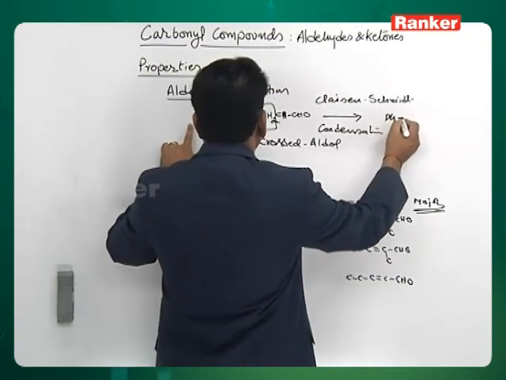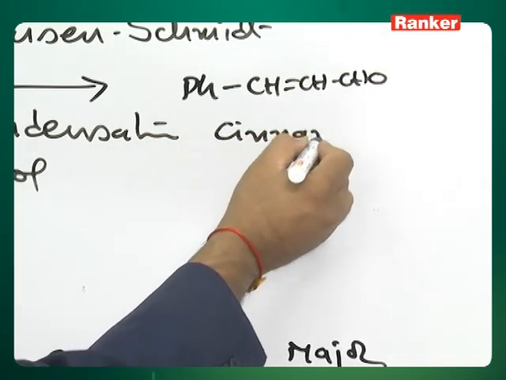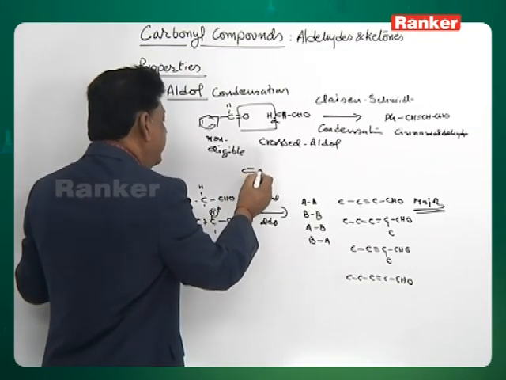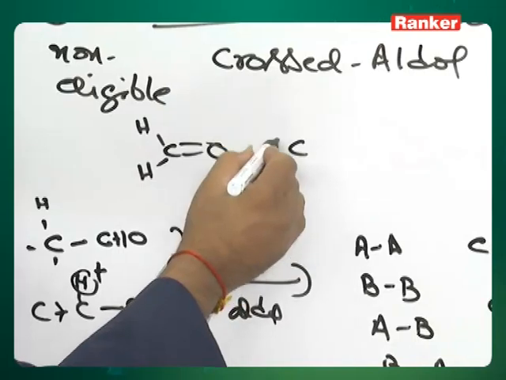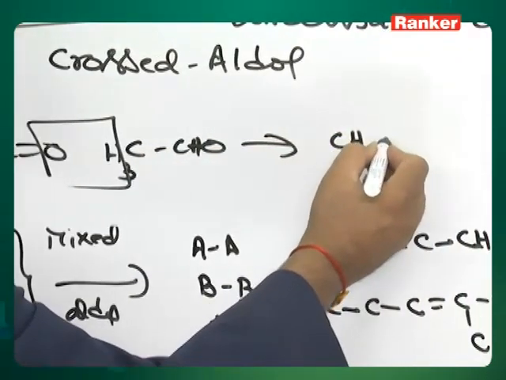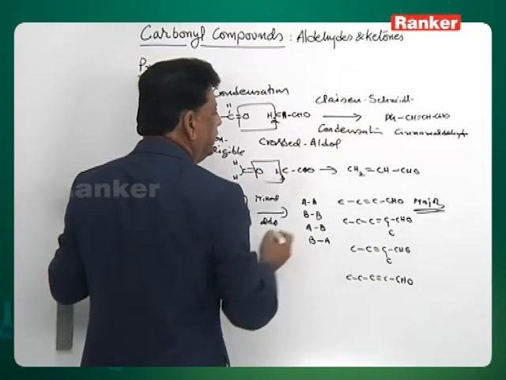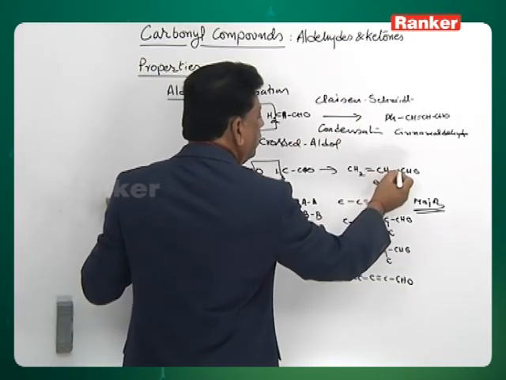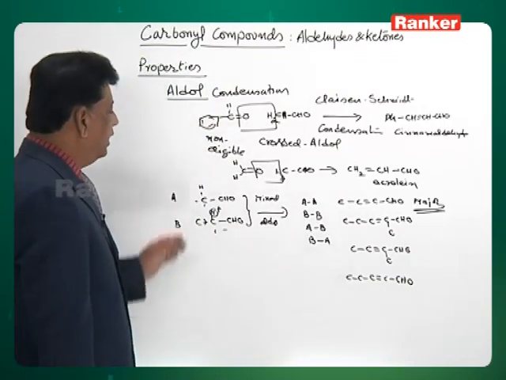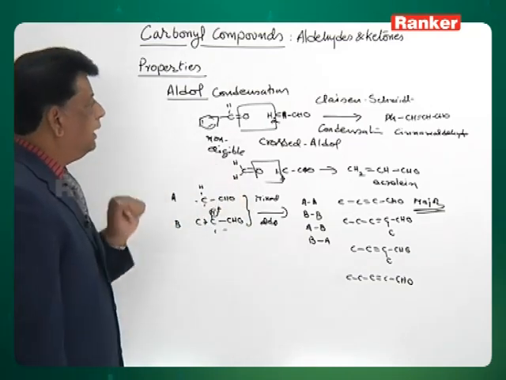In this case, a benzene with CH double bond CH-CHO is formed, which has a specific name called cinnamaldehyde. So, benzaldehyde and acetaldehyde giving cinnamaldehyde. Similarly, formaldehyde. Formaldehyde is also not eligible, but acetaldehyde using the 2 alpha hydrogens may condense. So, therefore, you have a formaldehyde and acetaldehyde. It is a mixed type, but one non-eligible, therefore, it is called Claisen-Schmidt condensation. The product is called acraldehyde or acrolein. Acrolein or acraldehyde is formed. So, the formation of this type of mixed reactions, specifically where one is non-eligible, is called Claisen-Schmidt condensation.